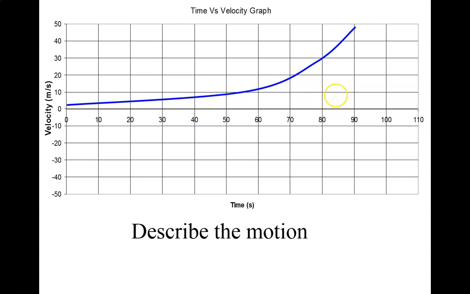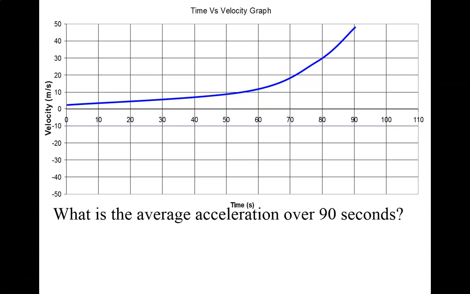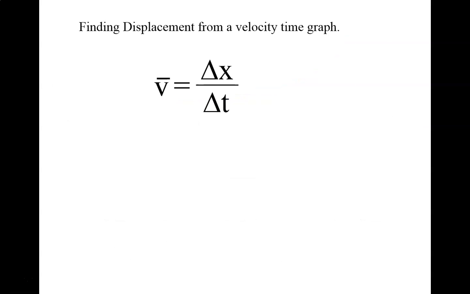So in this case, this object is moving forward because it's in the positive region. It's speeding up because that line is getting steeper, well, it's because it's getting higher and higher. In this case, the acceleration is not constant because the slope isn't constant. Like I said, we're not going to deal with that very much. Okay, let's skip that.